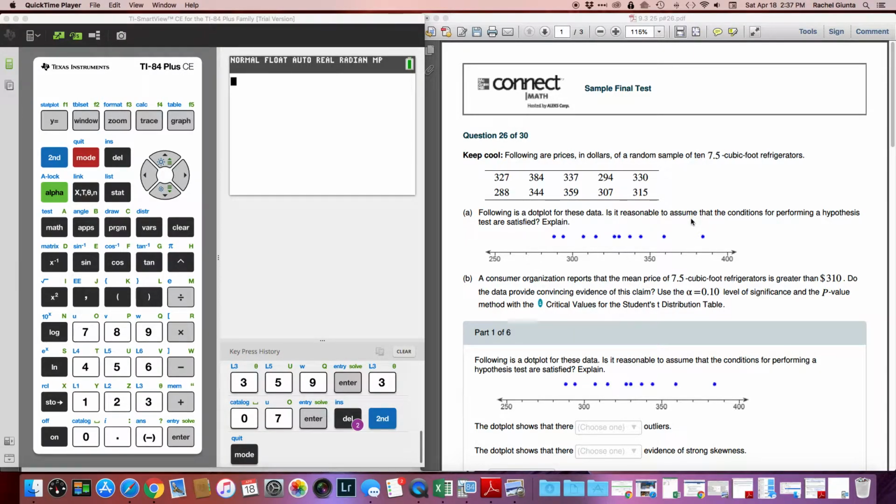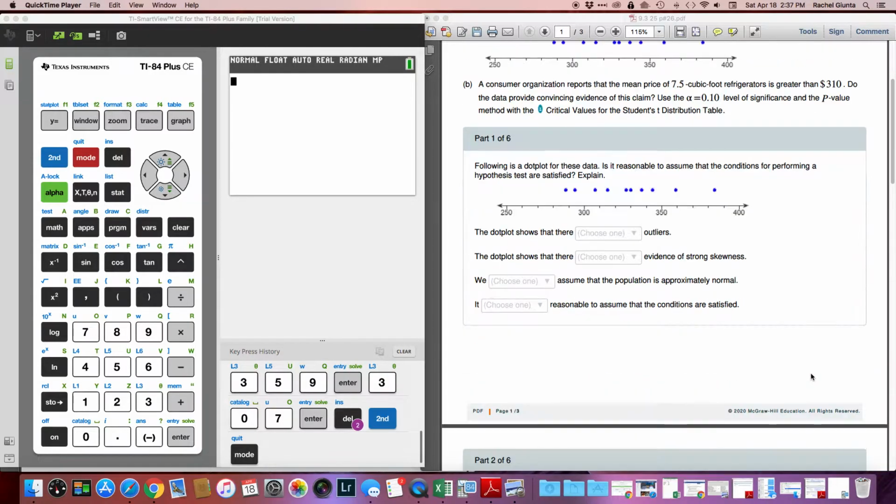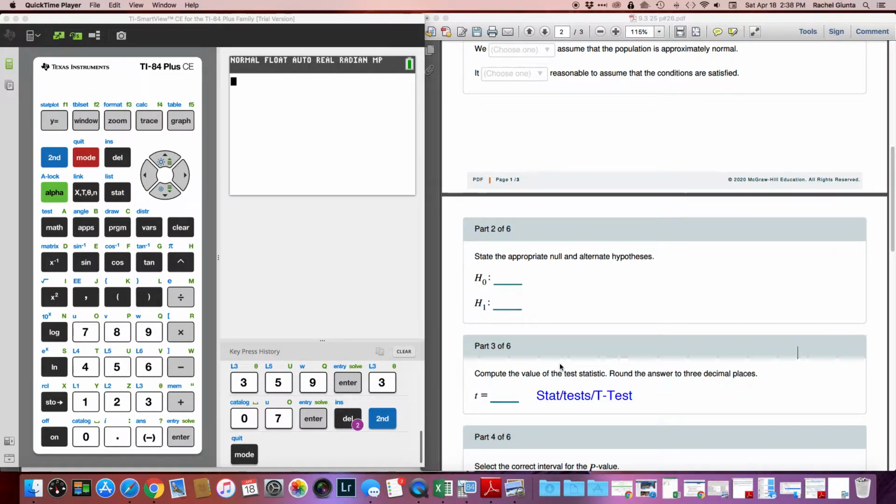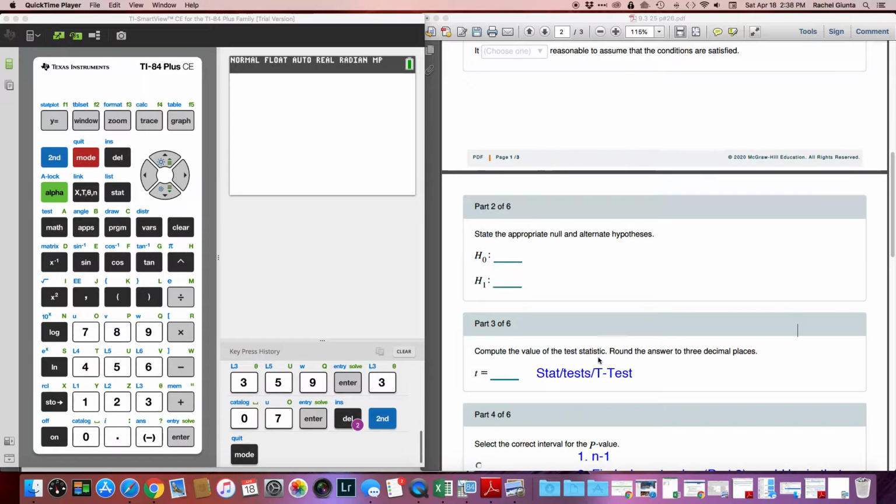So the consumer organization reports that the price is greater than 310. Do the data provide convincing evidence of this claim? So the claim is that they're greater than 310. So your H0 is going to be mu equals 310. H1 is going to be mu is greater than 310. And then we go right into the test statistic.